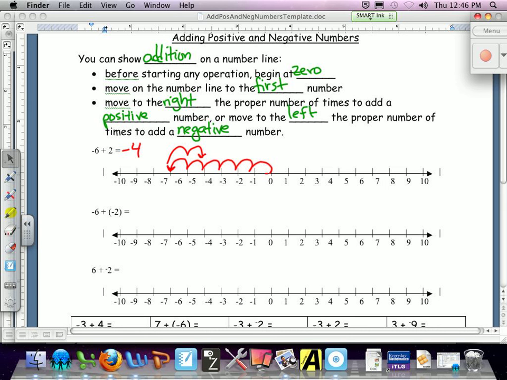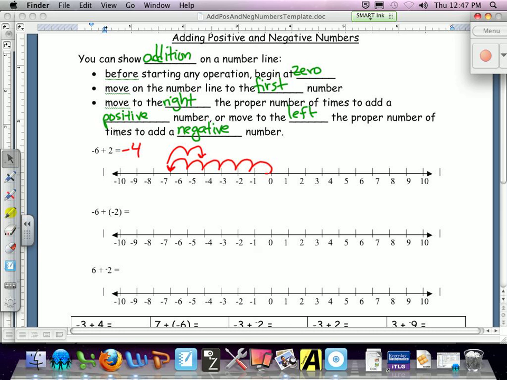1, 2, 3, 4, 5, 6. So take out 6 of your red pieces. Now add to it 2 of your black pieces. First take out 6 red, because we're starting with negative 6. And then add to it 2 of the black pieces. And then pair up as many as you can, so that that value would go away to 0. And what we have left should be 4 negatives.